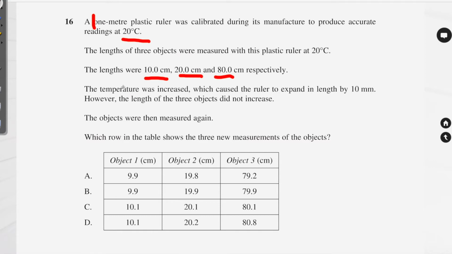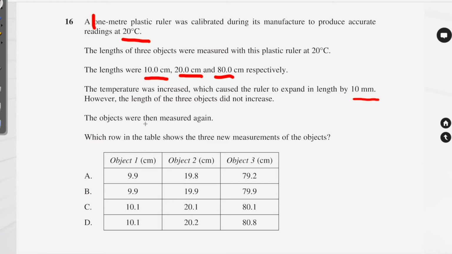Now we've got here an experiment where they changed the temperature, which caused the ruler to expand. The ruler being a solid, and you go all the way back to your basically year 7 theory that heat causes solid objects to expand. Now it expands in length by 10 millimeters. Now this is the ruler, and then they measured the objects again. And so what you've got to do is make a judgment on how those things will change.